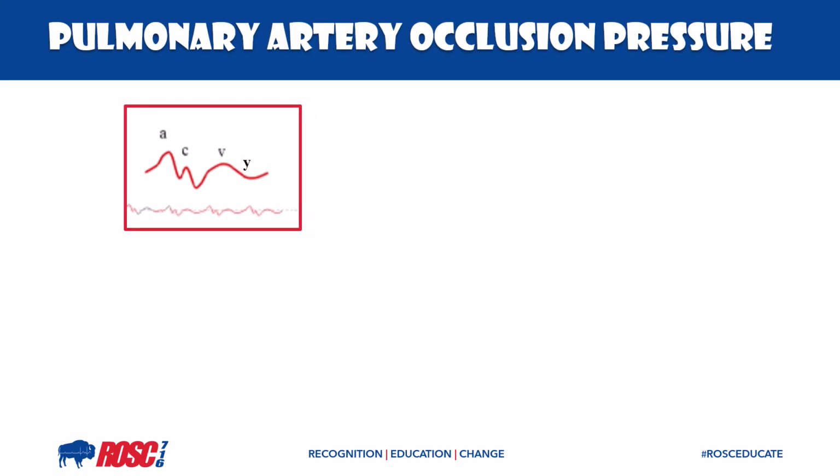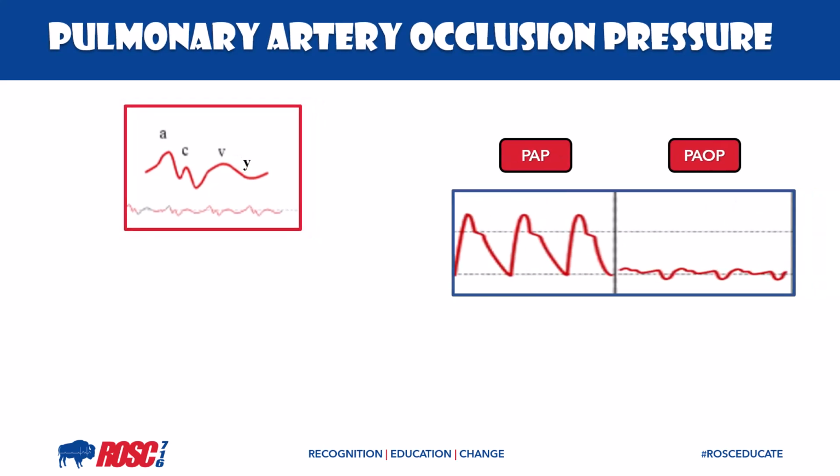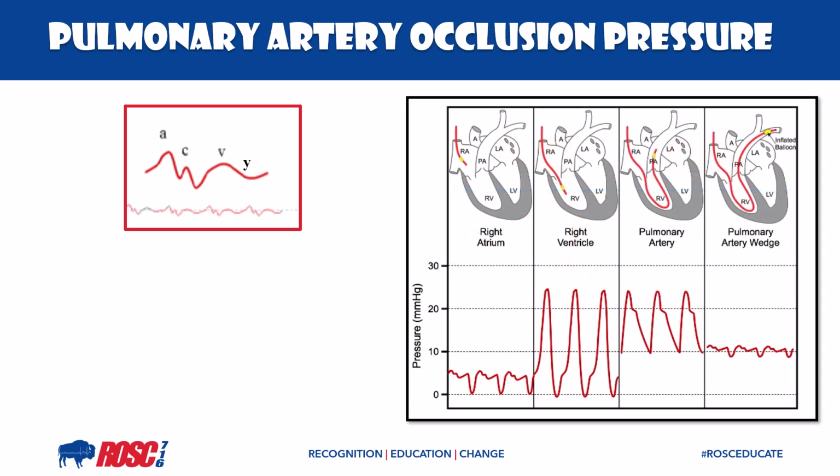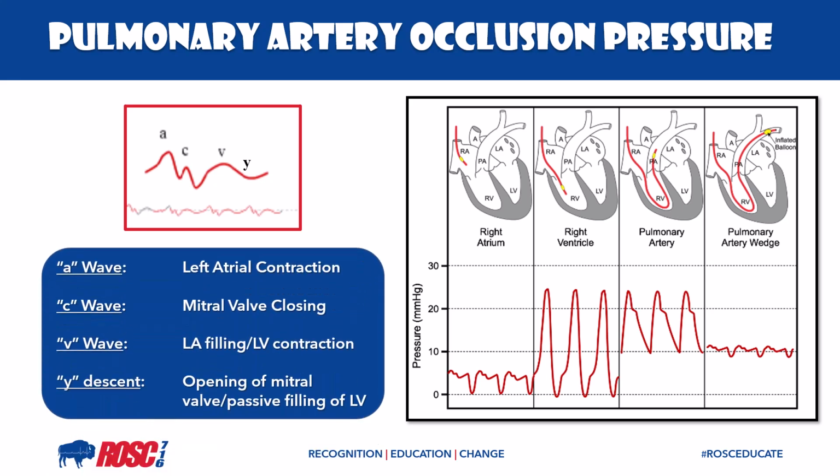We have an ACVY waveform. This graphic depicts the waveform difference between a PA pressure and a PA occlusion pressure. It's definitely not subtle. This graphic shows the waveform progression as you float a PA catheter. From left to right, you see the catheter in the right atrium demonstrating right atrial pressure waveform, moving through the right ventricle with RV pressure waveform, into the PA with PA pressures, and into a pulmonary occlusion pressure showing PA occlusion pressure waveform.